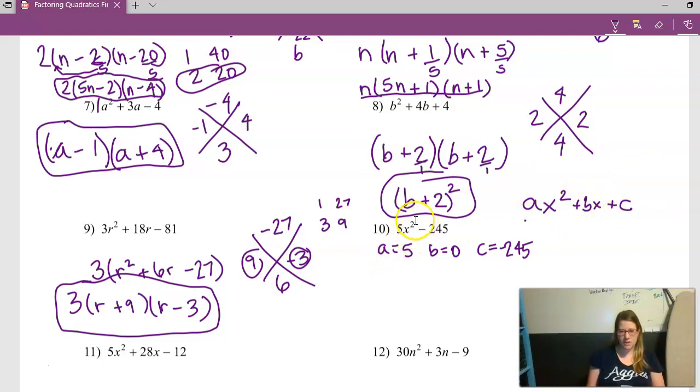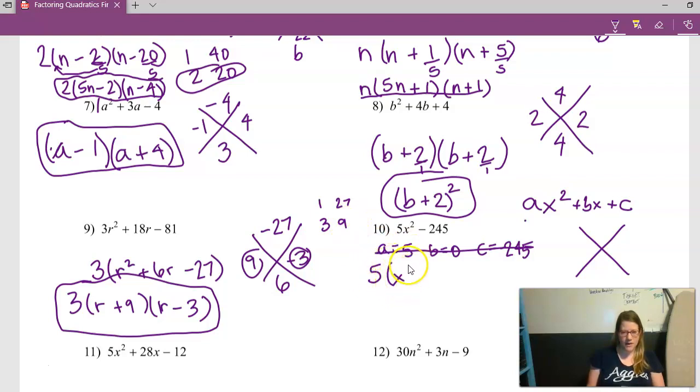Because the missing term here is the one that would have an x with it, that's why our b is 0 instead of our c. All right, so we can still use our same x factor method here. I would need to go ahead and multiply 5. Before I do that, let's pull out a common factor. That is going to make things easier on us.